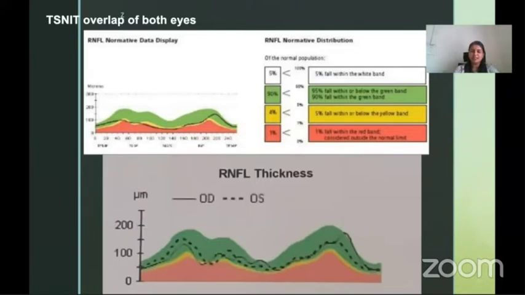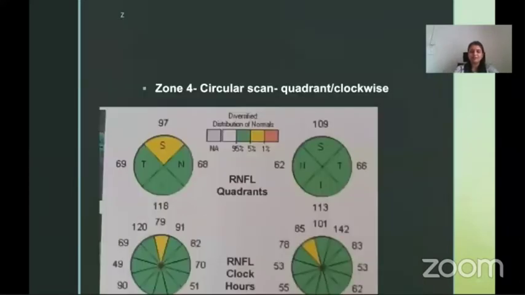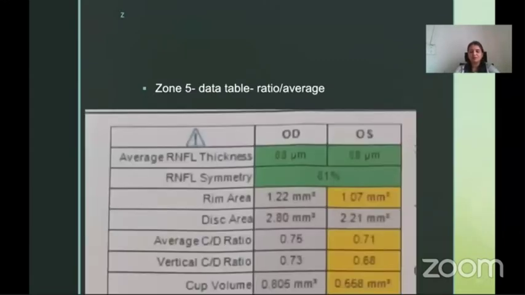So when you get a TSNIT graph, it is always put in this double-hump patterned RNFL chart. Zone 4, we have RNFL thickness in circular pattern, which will come in quadrant form, and that can again be depicted in clockwise form also. In zone 5, since we scan the optic nerve head, we get numerous values like average RNFL thickness, RNFL symmetry, rim area, disc area, the average CD ratio, vertical CD ratio, as well as the cup value.